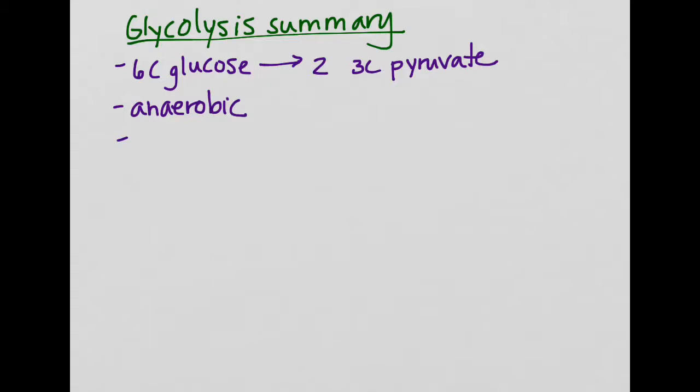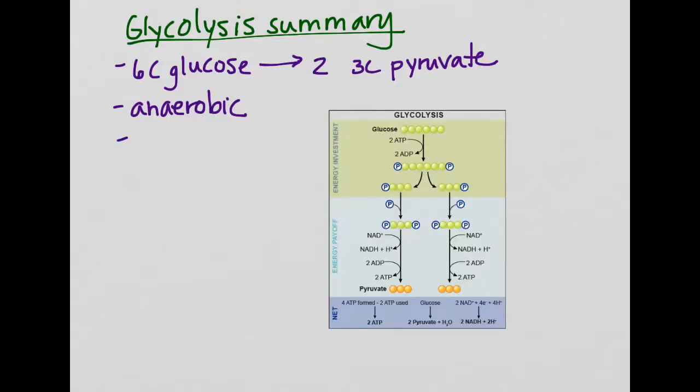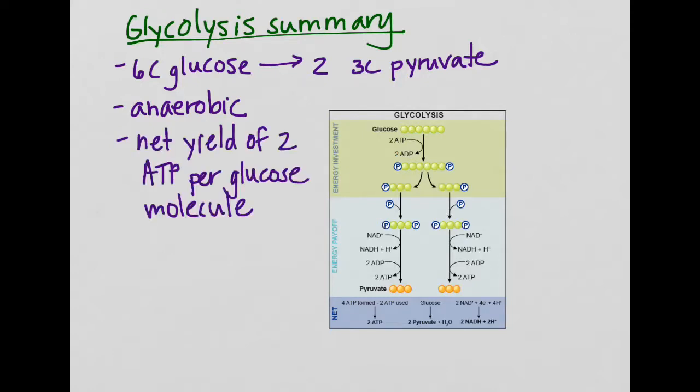So yes, we're able to create 4 ATP, 2 of which here on the left, 2 from the other pyruvate on the right, making a total of 4, but we also are investing 2 in this upper step in the energy investment portion, and so because of that, the net yield of ATP will only be 2.